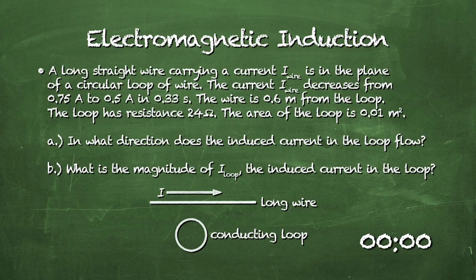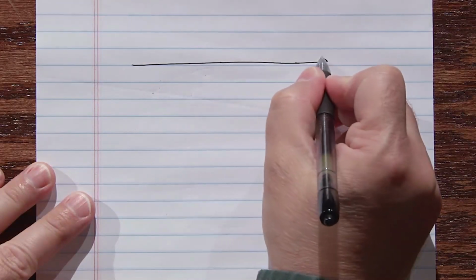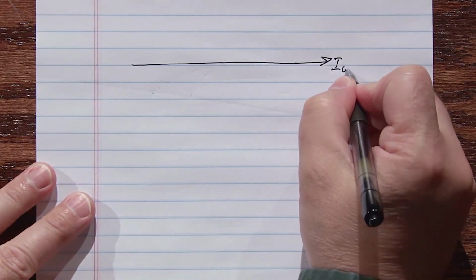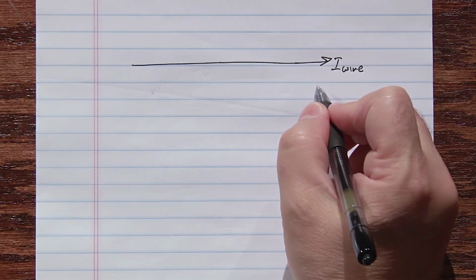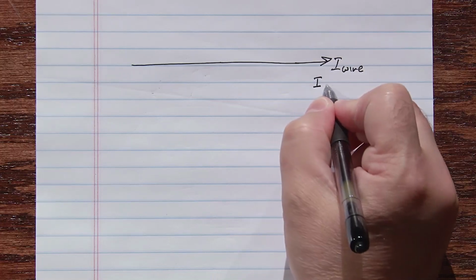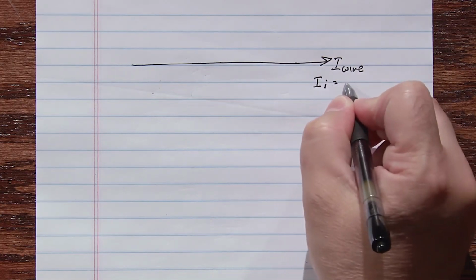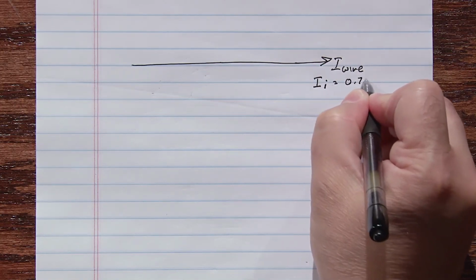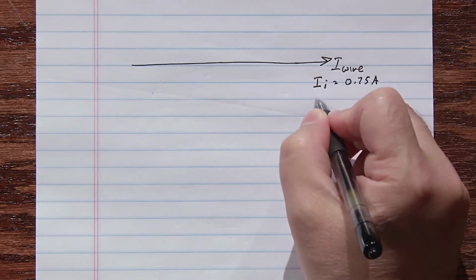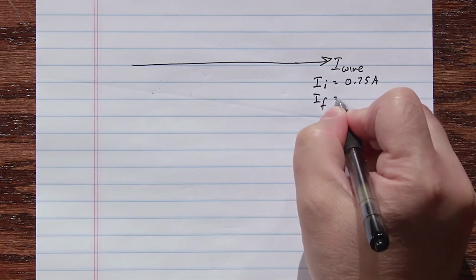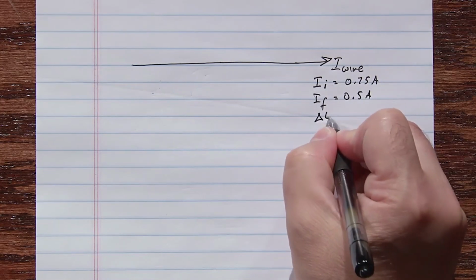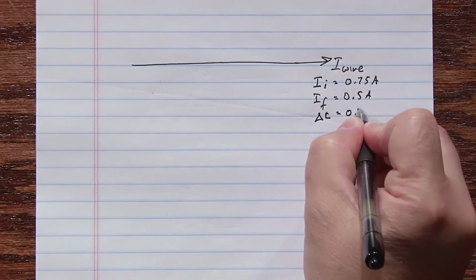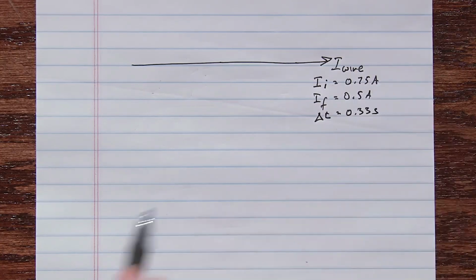Alrighty, let's draw our diagram. Here is our wire with I wire in it, and I will write I initial is equal to 0.75 amperes. I final is 0.5 amperes. And the change in time, delta t, is 0.33 seconds. So that would be t final minus t initial.